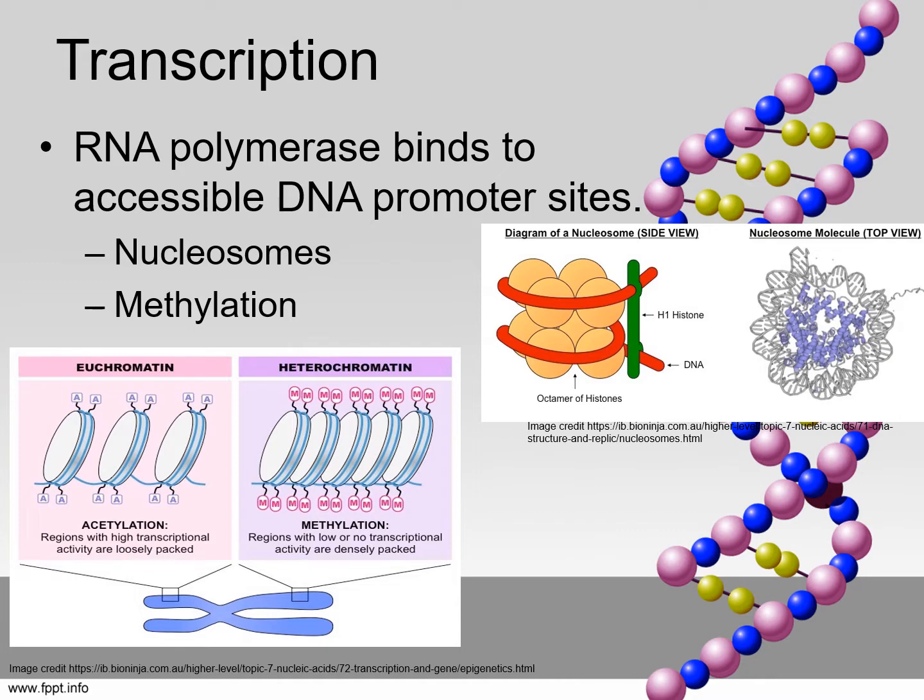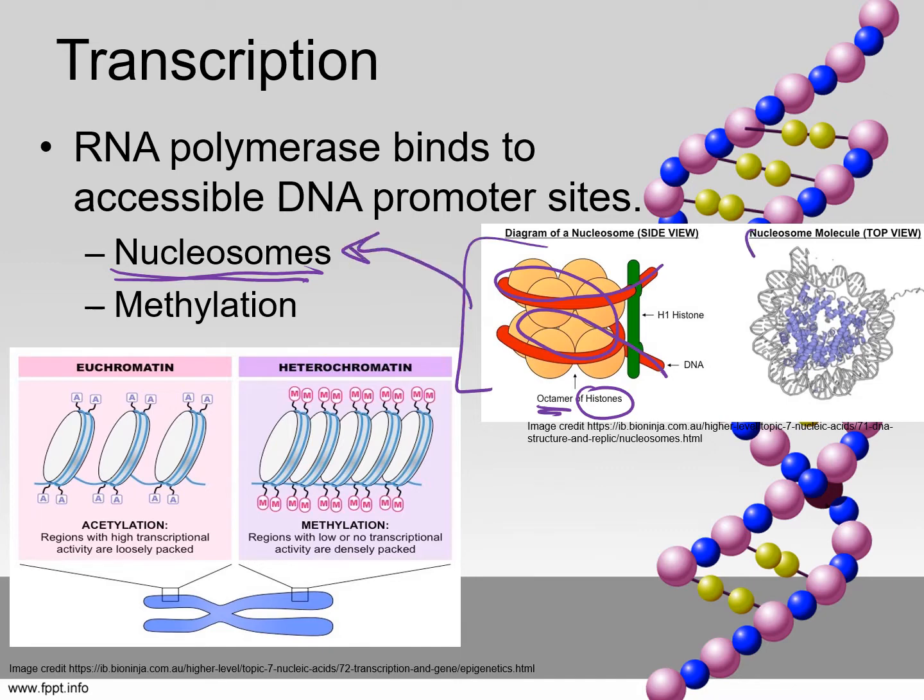We can actually edit, control how that polymerase binds to promoter sites by adding different molecules to what we call nucleosomes. So nucleosomes are the histone proteins. They usually come in groups of 8, so an octamer of histones. And the DNA, this is the DNA that wraps around that histone octamer. The combination of that DNA and those histones is known as a nucleosome.